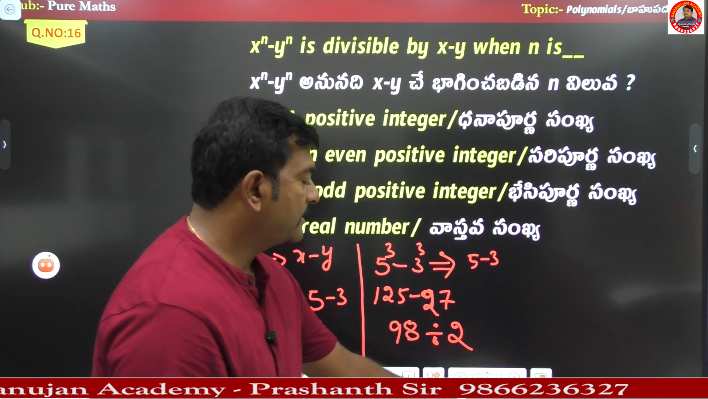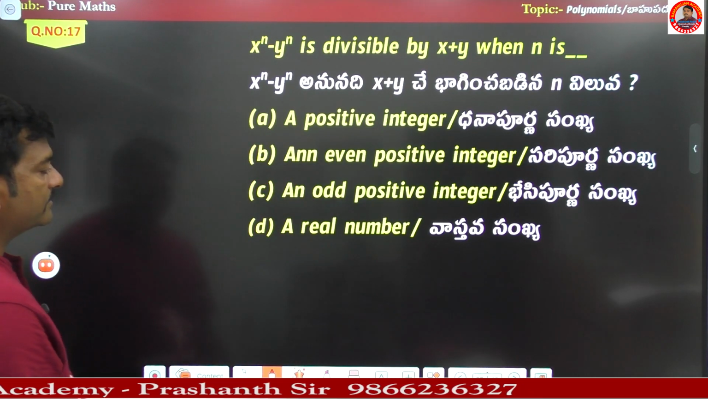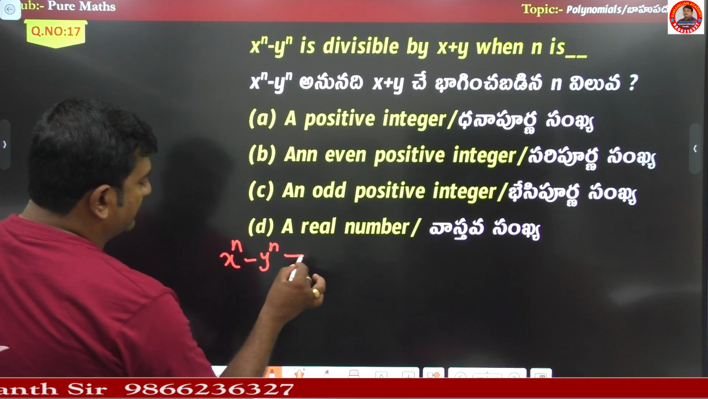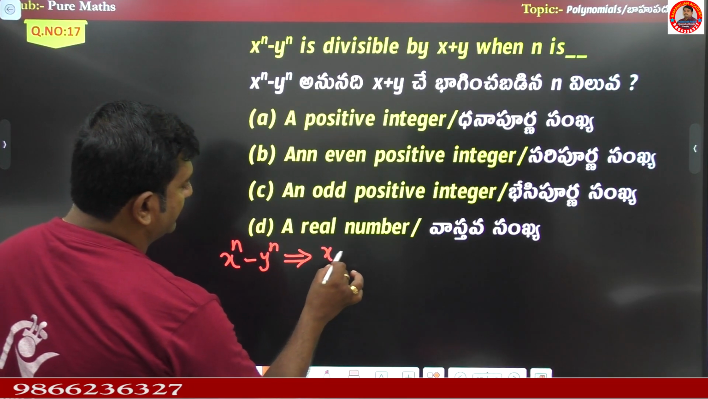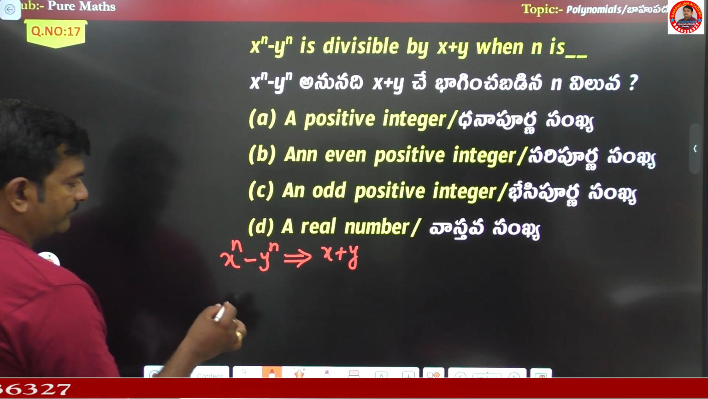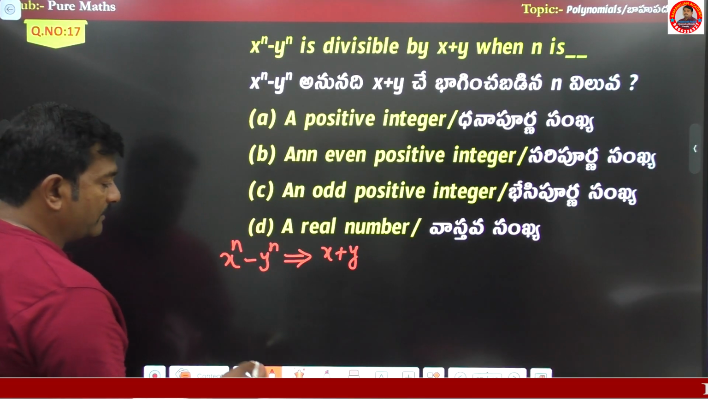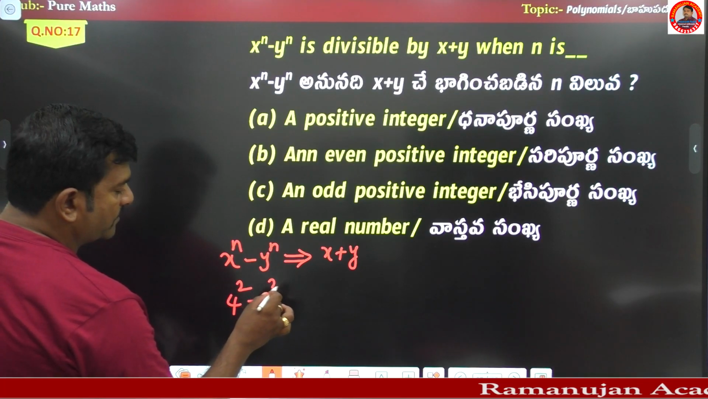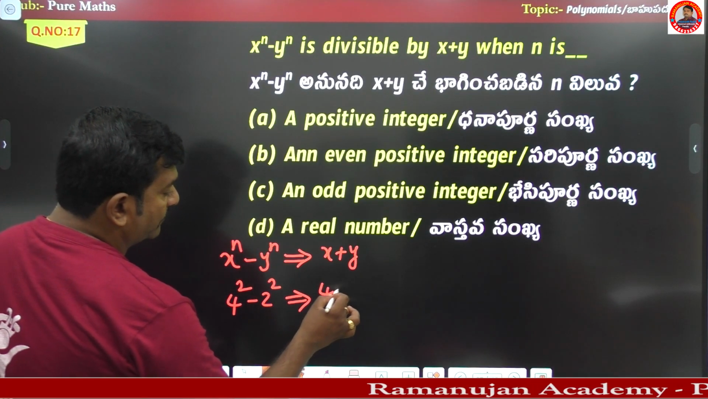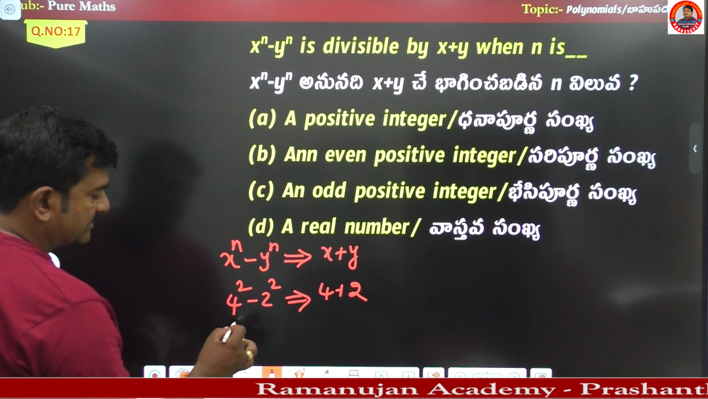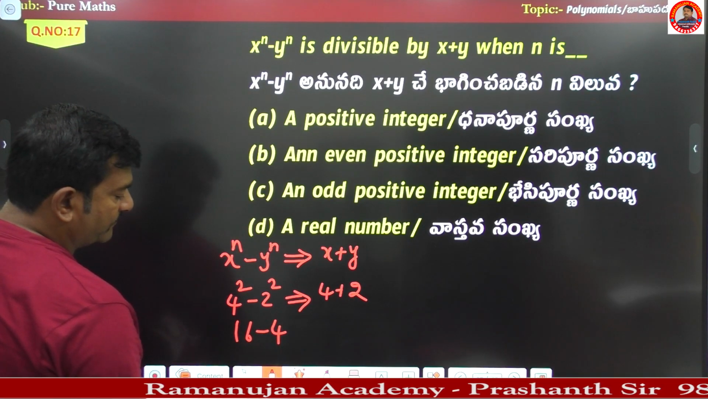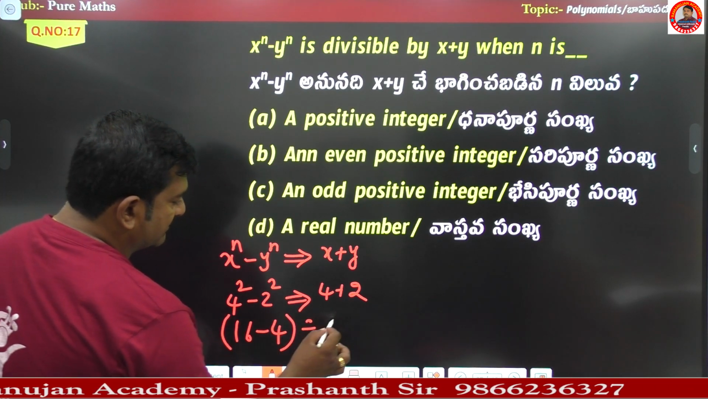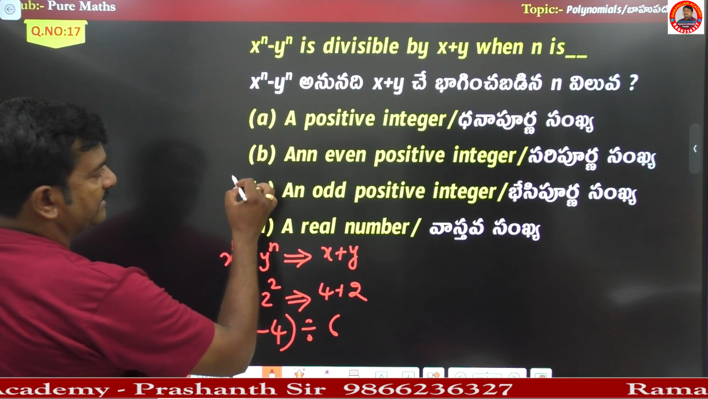I hope you understood. Now similarly one more condition. What is it? x power n minus y power n is divisible by simply x plus y. Again randomly we'll check even and odd numbers. For an even number, 4 power 2 and 2 power 2, divisible by 4 plus 2. 16 minus 4 is 12. Is 12 divisible by 6? Yes. For an even number it is satisfied.